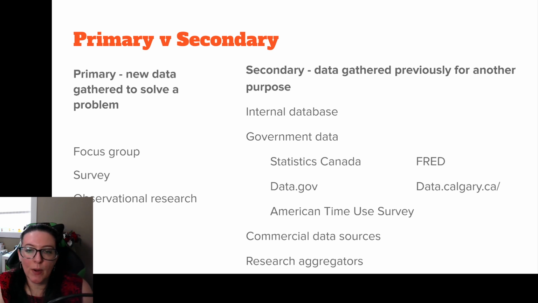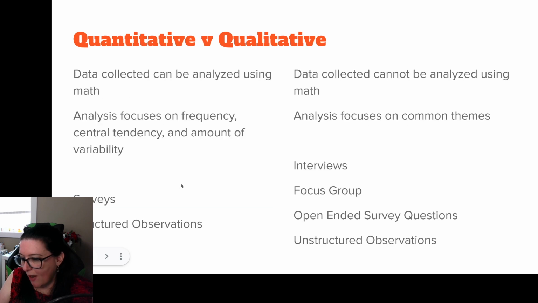In our previous video, we were looking at different types of data, and we defined data based on whether or not it was primary or secondary data. Primary: new data gathered to solve the current problem. Secondary data: data gathered for another purpose. And so we want to just look at other types of data and how they are defined.